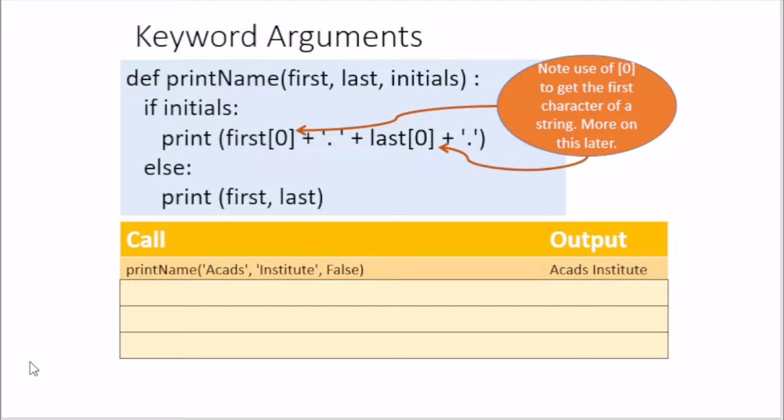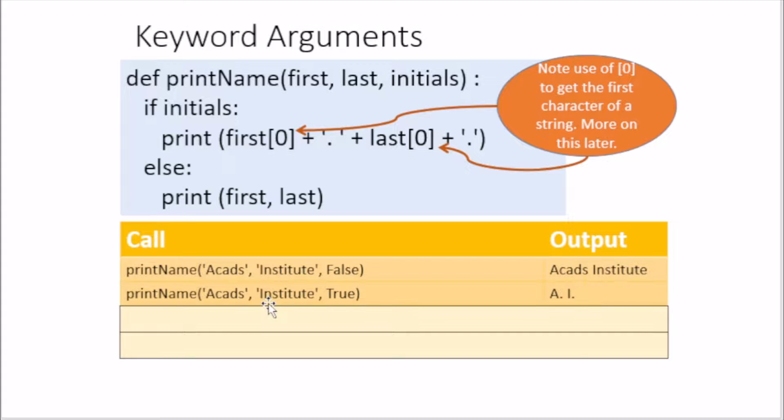So you can see I have passed the first argument ACADS. So ACADS will be assigned to my first, institute will be assigned to last, and false will be assigned to initial. So as my initial is false, the condition is false, so in that case we are printing the result as it is, that is ACADS comma institute. We will get the output like this.